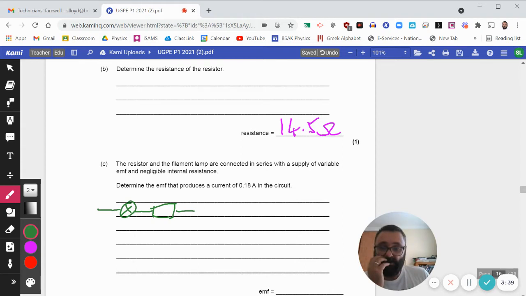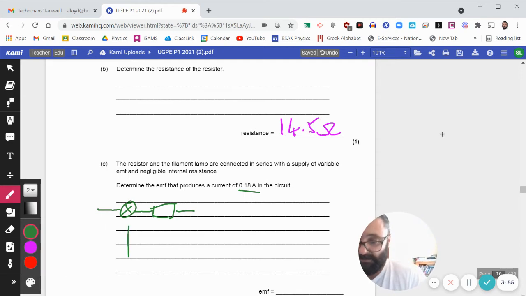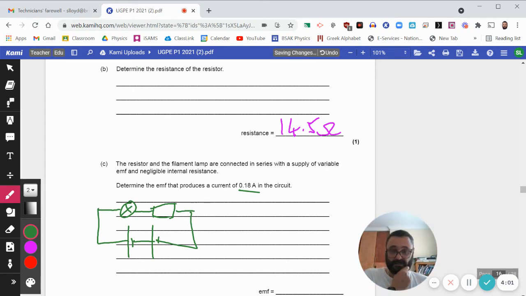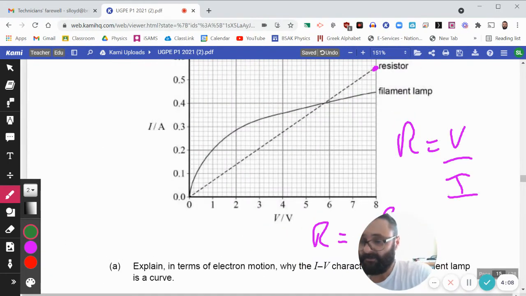Right, now, what we've got is a current of 0.18 amps. So it's the same current through each. Now, what is the overall EMF that produces the 0.18 amps? Right, so let's go to the graph. 0.18, remember that.